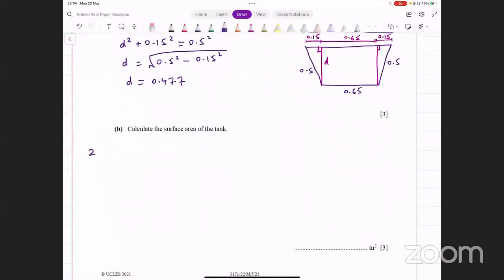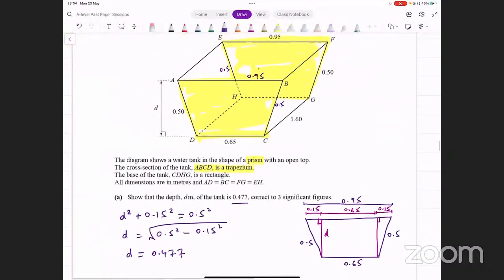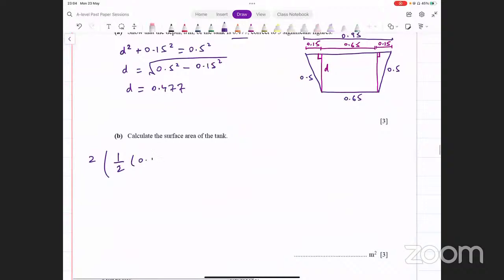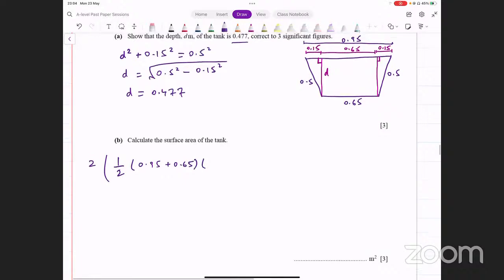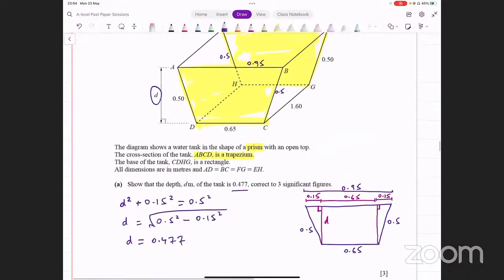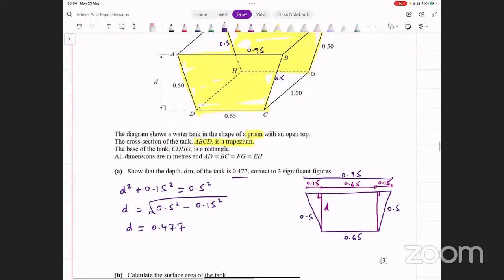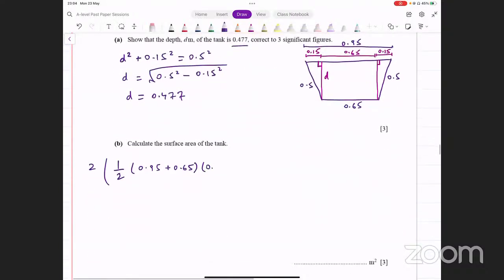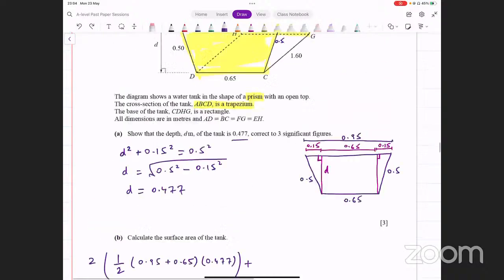So area of the trapezium, 2 into area of trapezium. Area of trapezium क्या होगा, half into sum of parallel sides. Parallel sides क्या है, 0.95 and 0.65. तो add कर लें, 0.95 plus 0.65 multiplied by the height. Height ये d थी basically, उसके हमने निकाल लिया 0.477. Let's put that here. These are the areas of the trapeziums. Okay, अच्छा, उसके 2 से multiply कर दिया because they were 2 trapeziums like that.